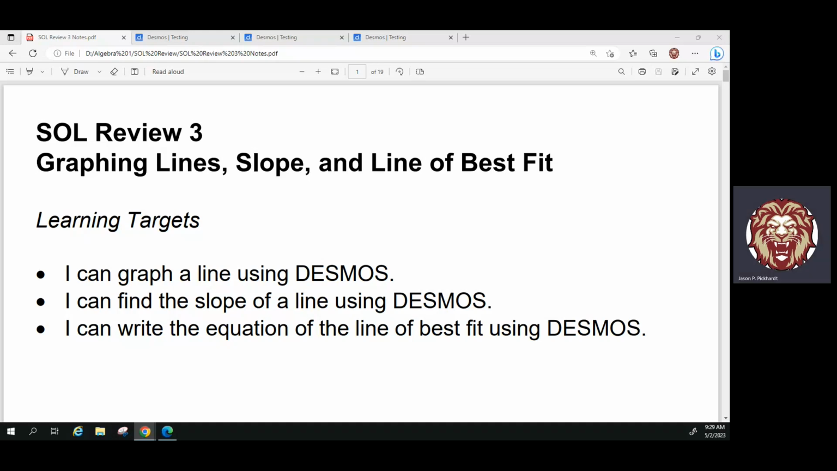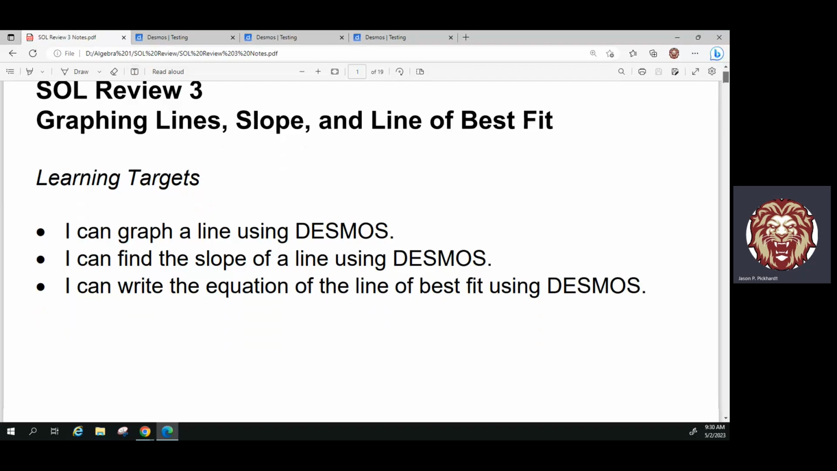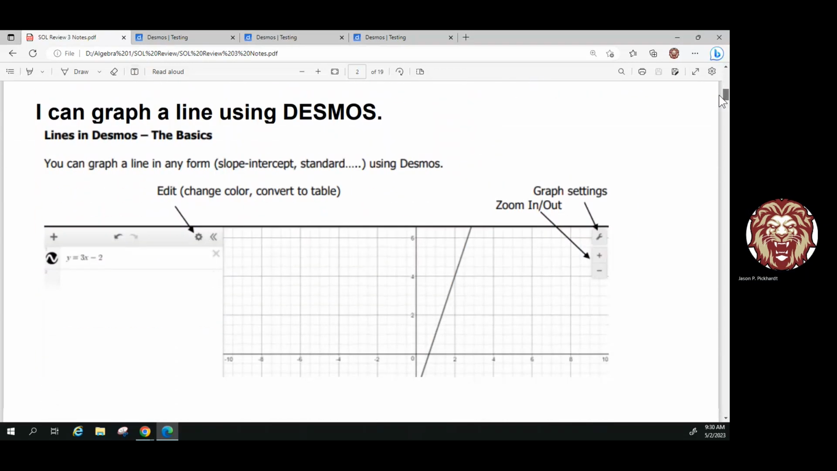Hey all, today we're going to continue our review for the SOL, and we are going to focus today on graphing, how we can graph lines, find information out about lines, and use the line or curve of best fit to solve some problems. Again, we're going to be working with using Desmos to assist us with these. So you'll need Desmos open to try some of the problems that I do.